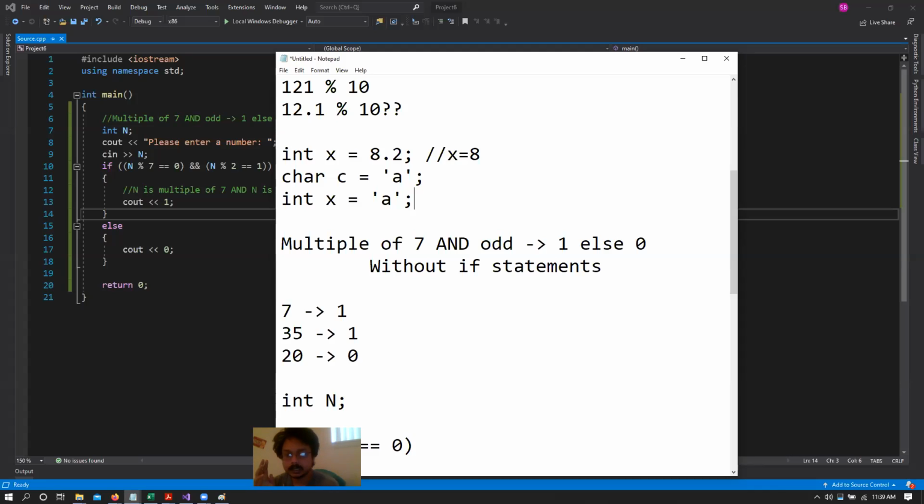But in case of this particular problem, we just need to do one thing, right? Check if it is a multiple of 7 and if it's an odd number. There is nothing that we need to do again and again, so this would not be something where I would use a loop.